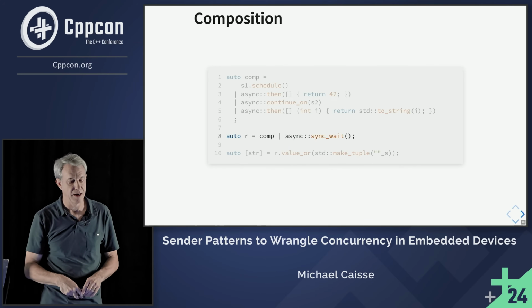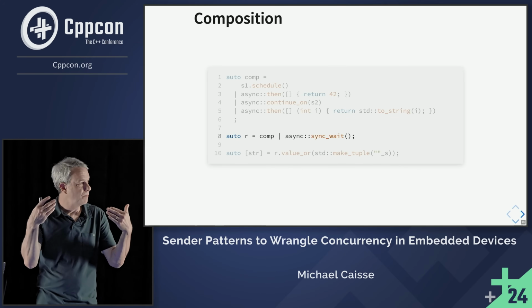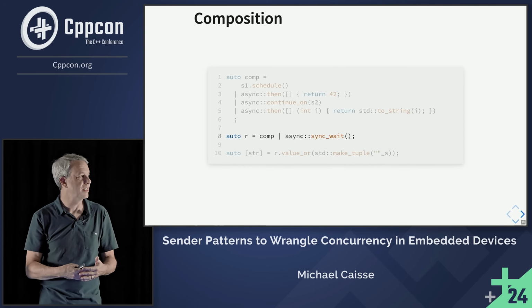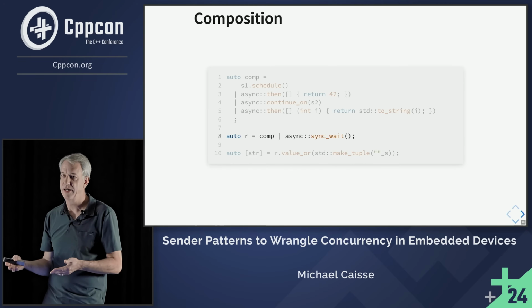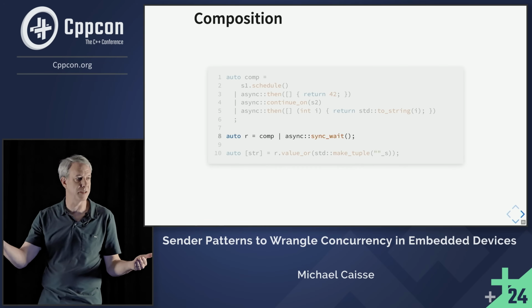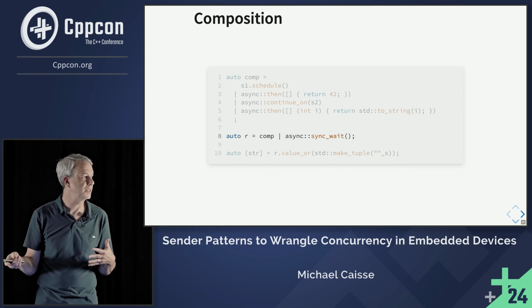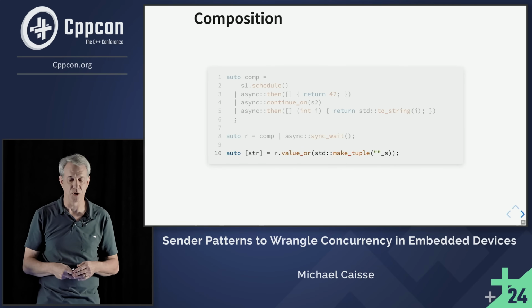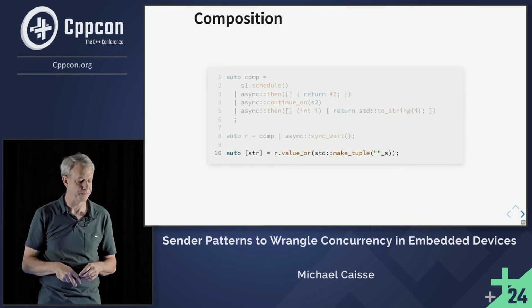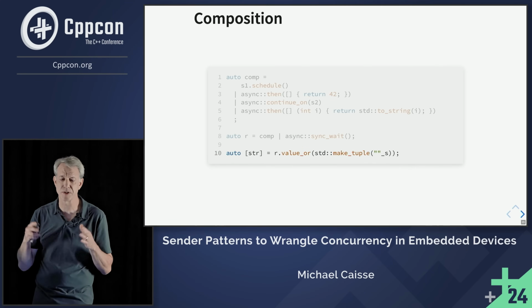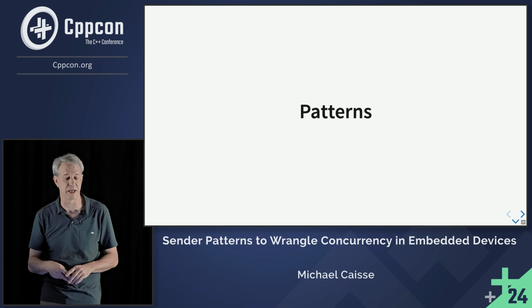I can now say comp, and then if you remember, this was one of our ways to get things going. Sync wait, it's going to block here until the chain completes. So the chain runs, it completes, returns, and then I can pull out of there the value. All right, so here's an example of what composition might look like.